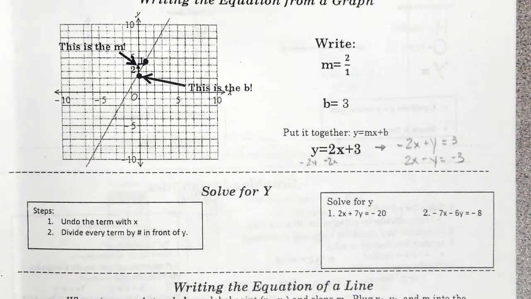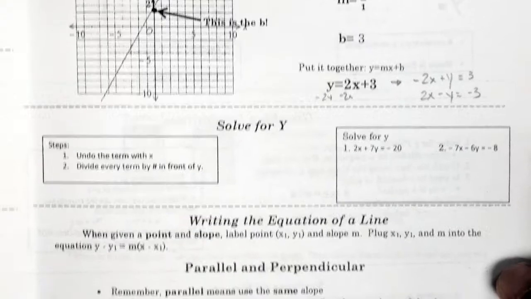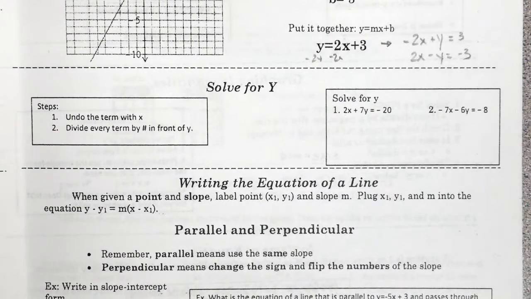All right, if it is already in standard form, we have to solve for y, which is an easy process, so it's just getting y by itself.